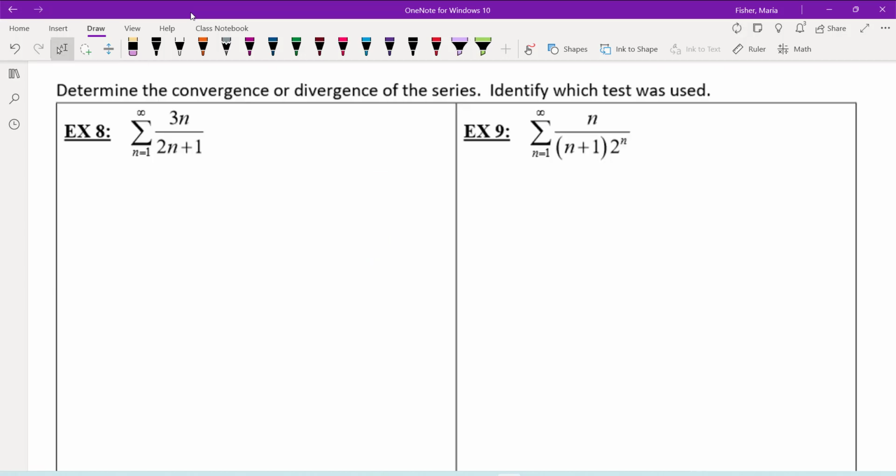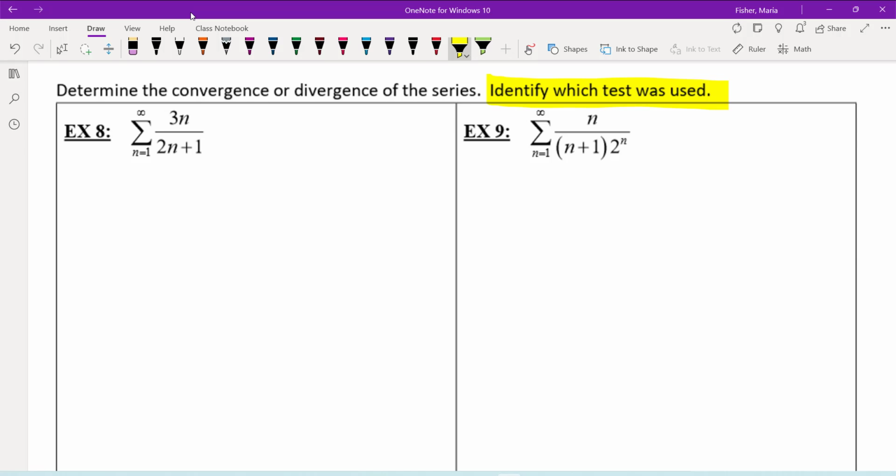Let's do the last three examples where we have to determine the convergence or divergence of the series, and we must identify which test was used. So in these examples, we are not told which test to use. We can use anything that we had on the previous page. If it's a known series, we just handle it as a known series. If not, we have the nth term test, the integral test, the direct comparison test, and the limit comparison test. We get to choose which one of those we want to use and then figure out from there if our series converges or diverges.